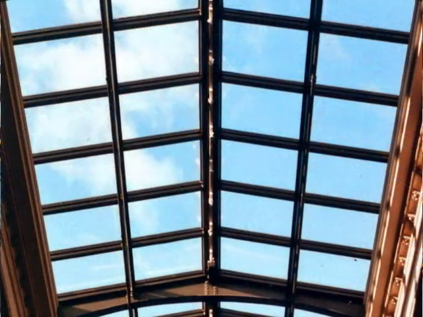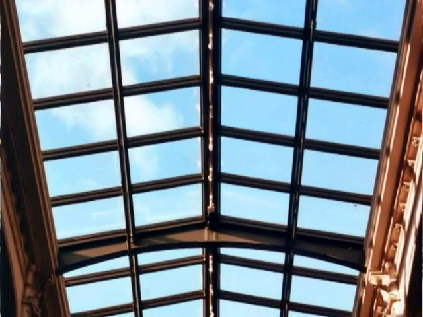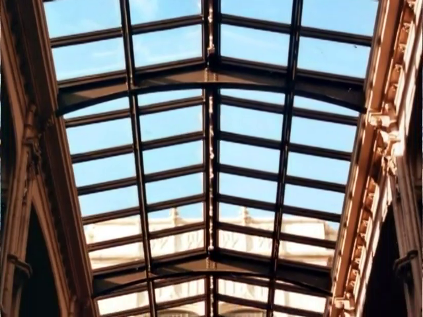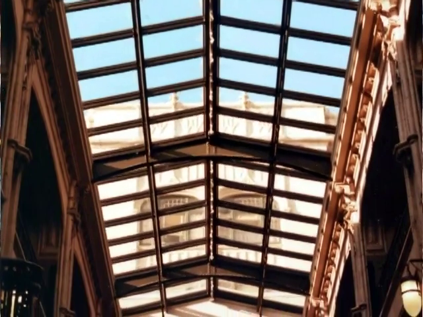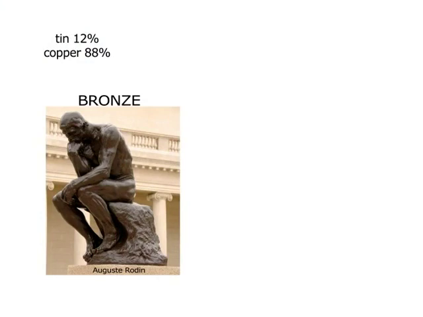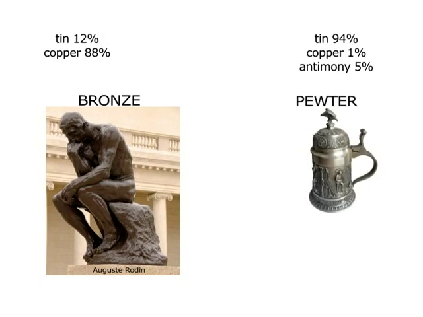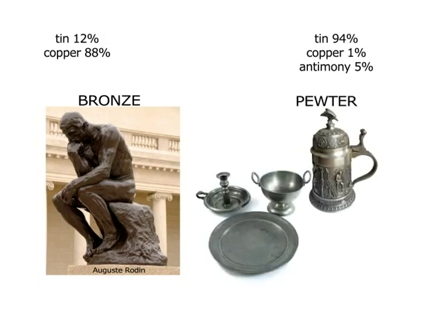Modern windows are made by floating molten glass on a bed of molten tin to produce a perfectly flat surface. Tin plus copper makes bronze, like this bronze statue of Auguste Rodin's The Thinker. Tin plus a little copper or lead or antimony makes pewter. Pewter was used as tableware for centuries until glass replaced it in day-to-day life.